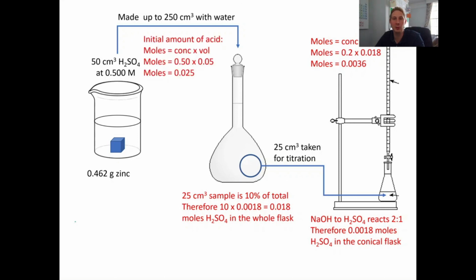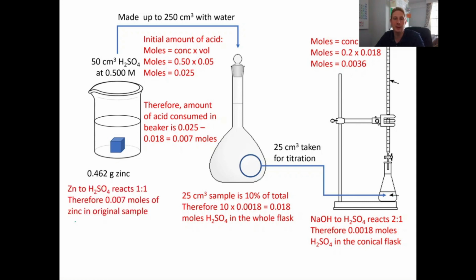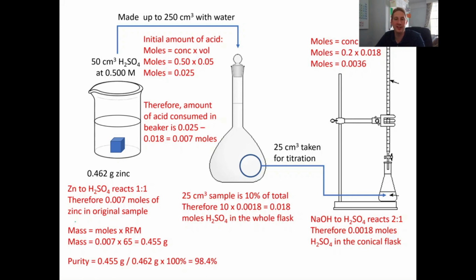We started with 0.025 moles, so therefore we use 0.007 moles in that first reaction. Ratio is 1-to-1, so we use 0.007 moles of zinc. That would weigh 0.455 grams, so therefore percentage purity is 0.455 grams over 0.462 times by 100%, 98.4%.